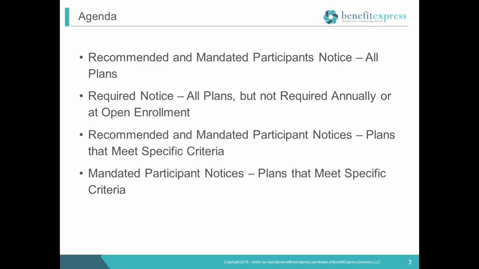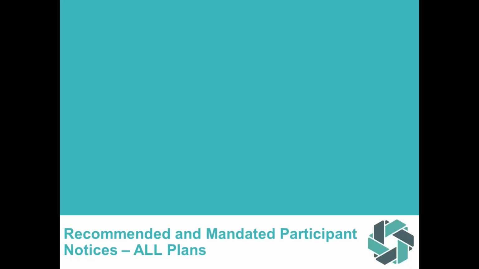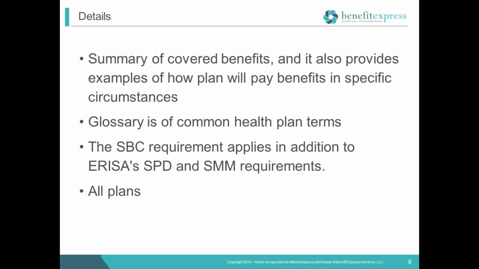I have it divided up, first of all, into recommended and mandated notices for all plans. The first form is the Uniform Summary of Benefits and Coverage, the SBC, and glossary of forms. Now this has to be given out. What it is, it summarizes covered benefits. There's an 8-page explanation that you have to follow. It explains what benefits you're providing, the covered benefits, and provides examples of how plans and benefits work in specified circumstances. This also includes a glossary of common health plan terms.